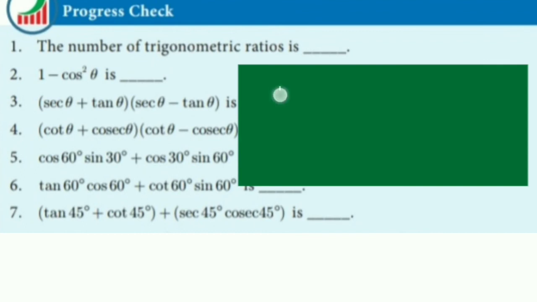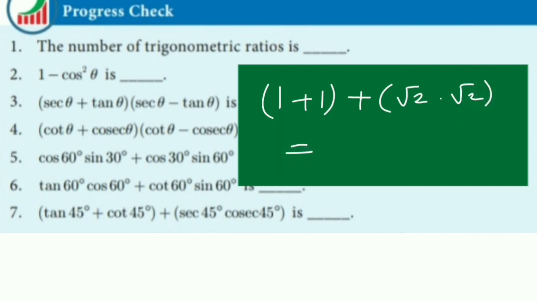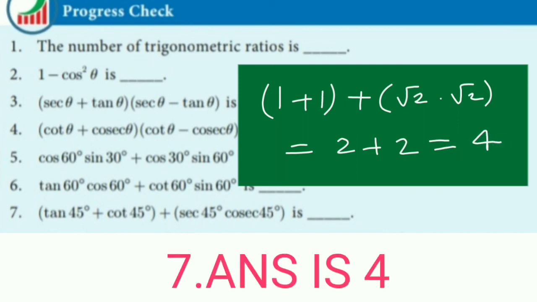Seventh bit, tan 45 degrees is equal to 1 plus, as it is, cot 45 degrees is equal to 1 plus secant 45 degrees is root 2 into cosecant 45 degrees is root 2. 1 plus 1 is 2 plus, as it is, root 2 into root 2 is 2. 2 plus 2 is 4. Seventh answer is 4.